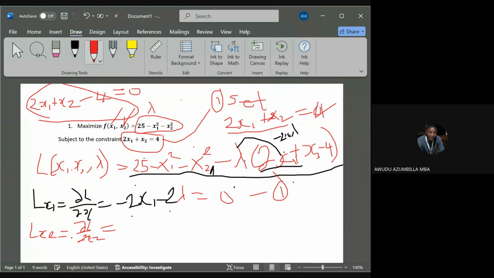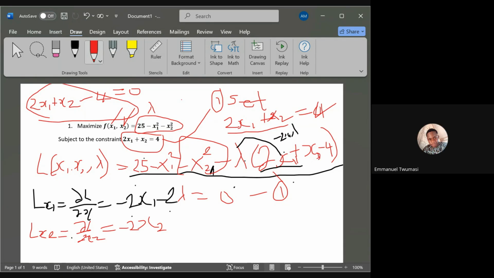So here we are going to differentiate with respect to x2. And the x2 is here. This is x2. One is x2. So if we differentiate this one, we are going to get minus 2, because it is going to multiply the x1 to x2. Minus 2x2.